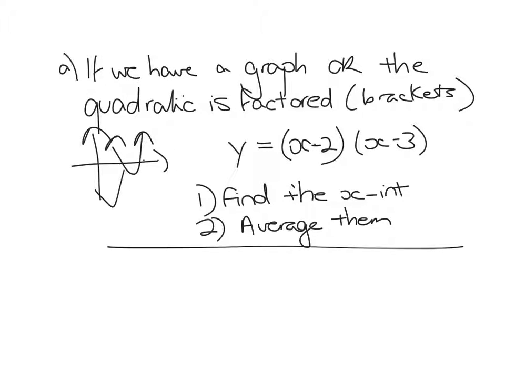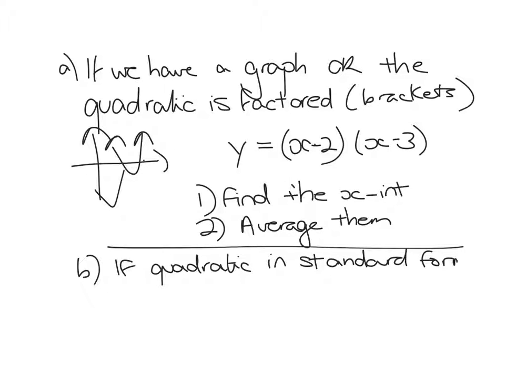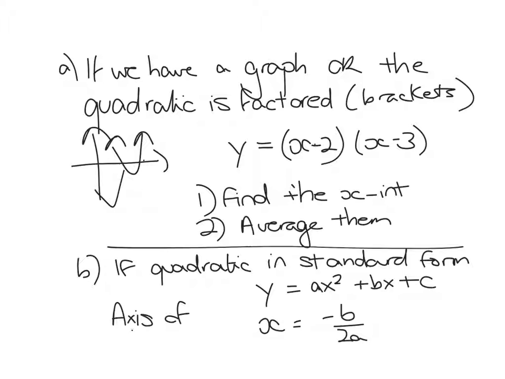Then, if our quadratic is in standard form, and standard form just means like normal form, that means something of the form y equals ax squared plus bx plus c, then we just use the equation x equals negative b over 2a. So the axis of symmetry is going to be found using that equation. Hope that helps you find the axis of symmetry.